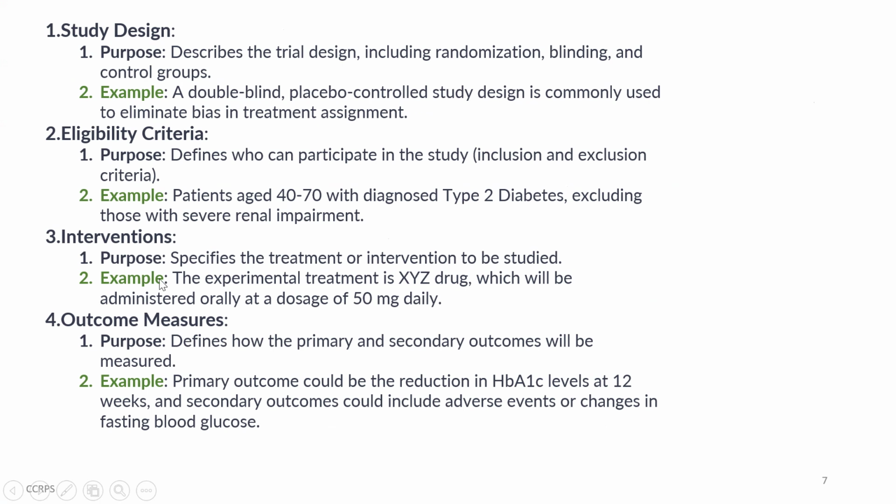Purpose specifies the treatment or intervention to be studied. Example, the experimental treatment is XYZ drug, which will be administered orally at a dosage of 50 milligram daily. As an example. Outcome measures. Purpose defines how the primary and secondary outcomes will be measured. Example, primary outcome could be the reduction in HbA1c levels at 12 weeks, and secondary outcomes could include adverse events or changes in fasting blood glucose.